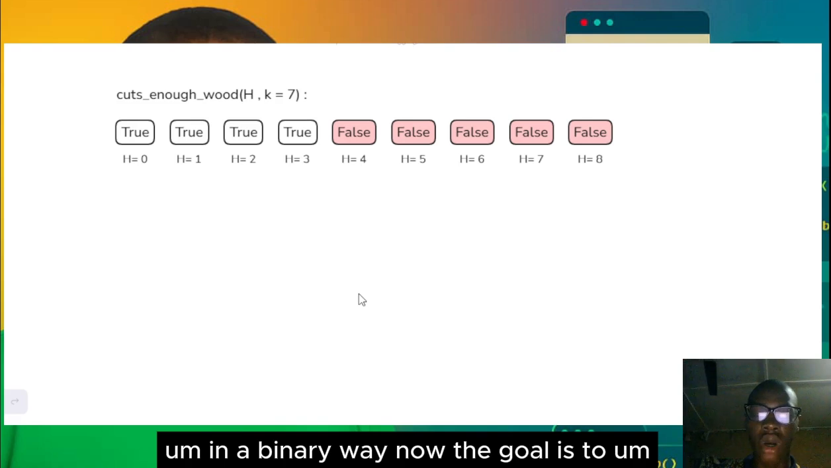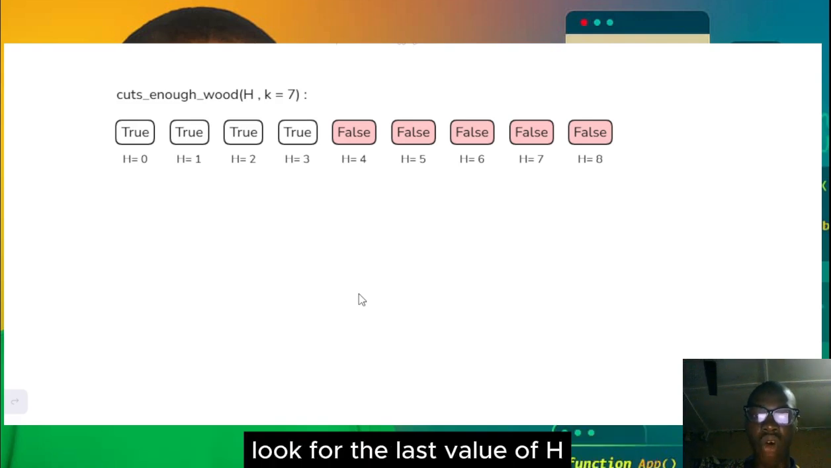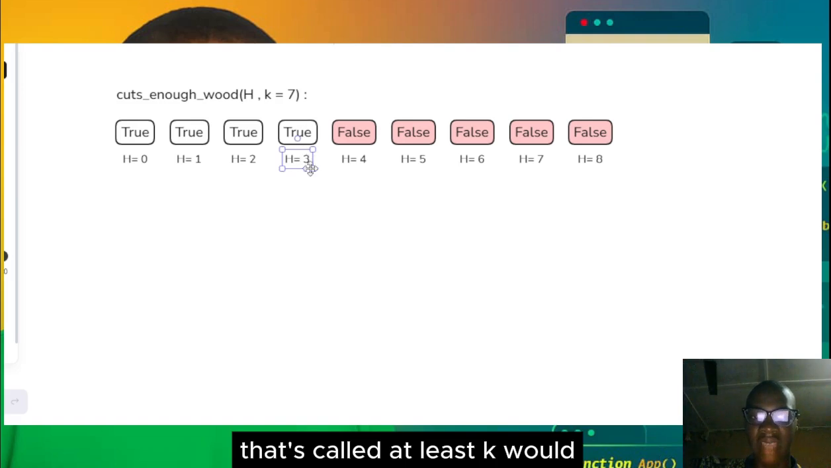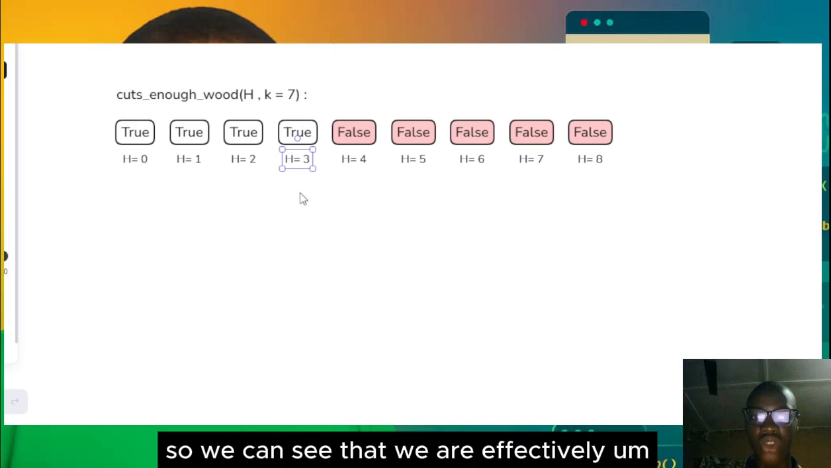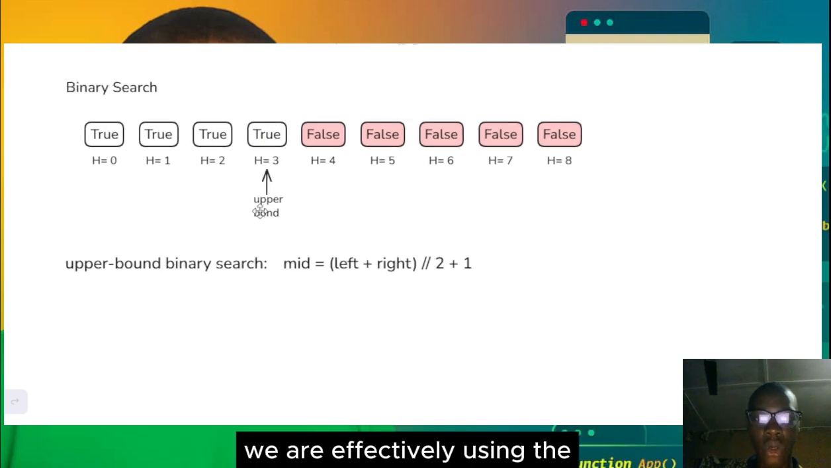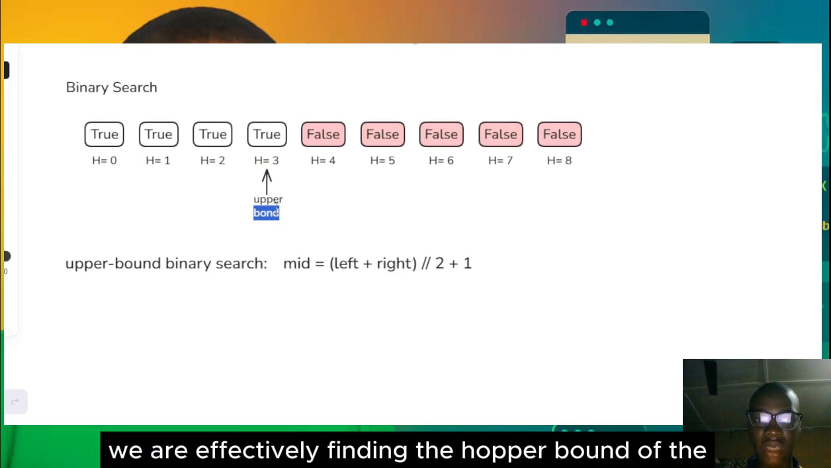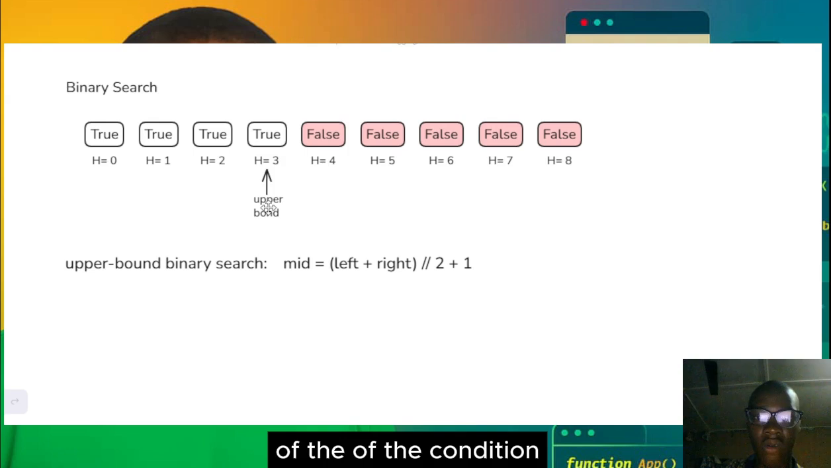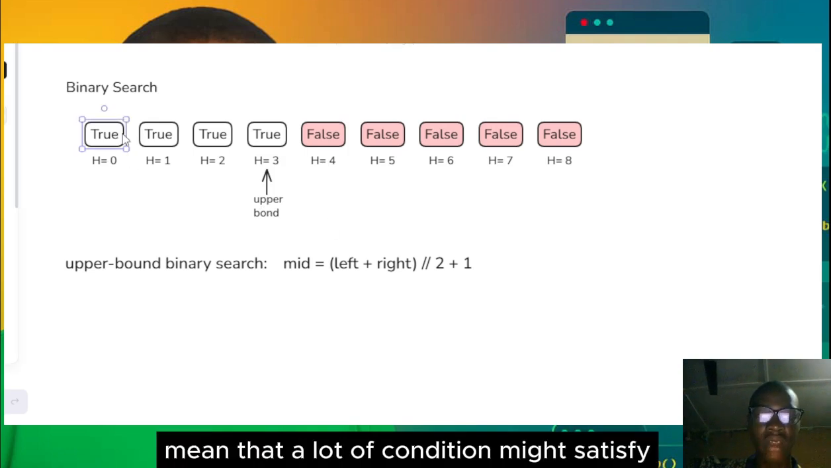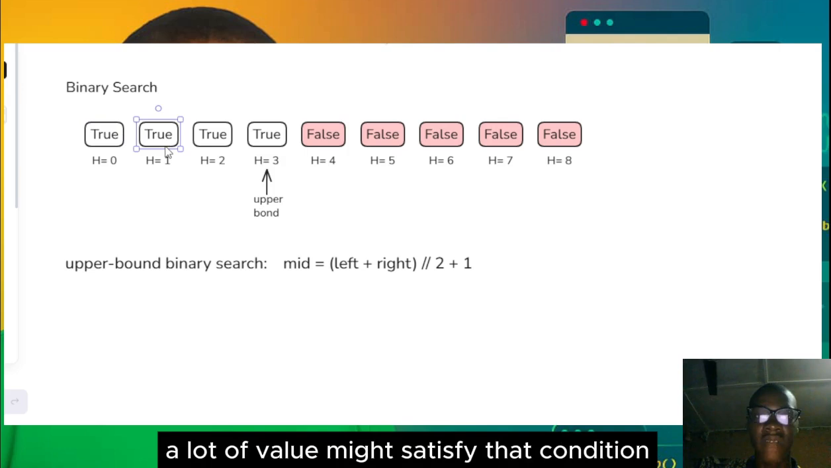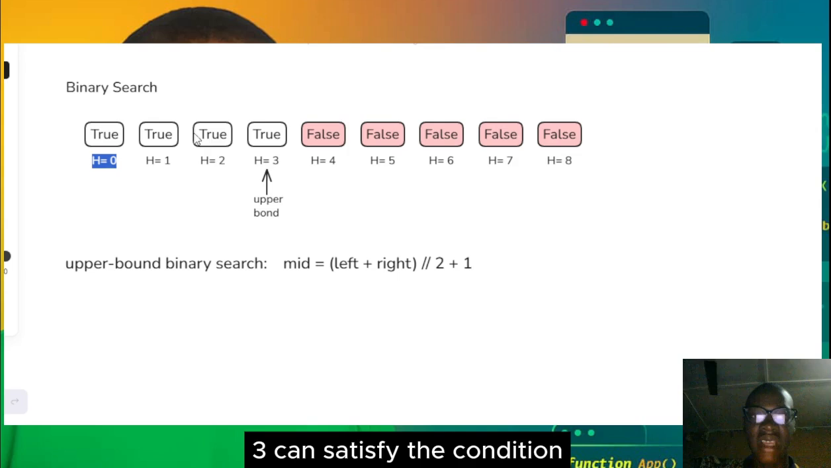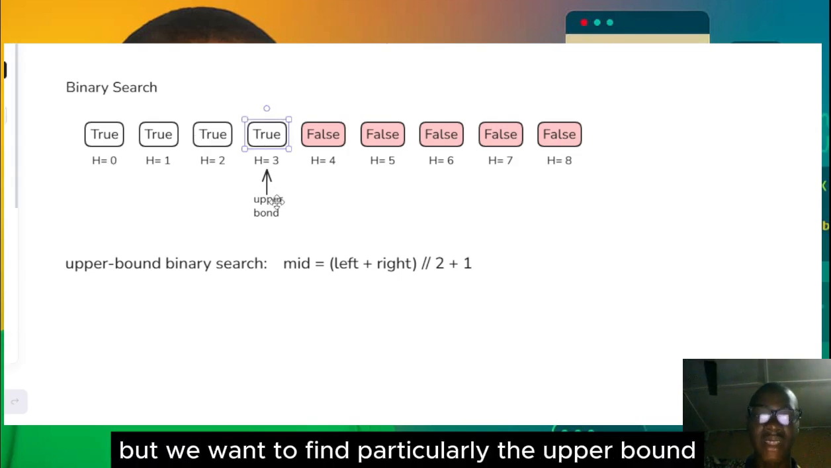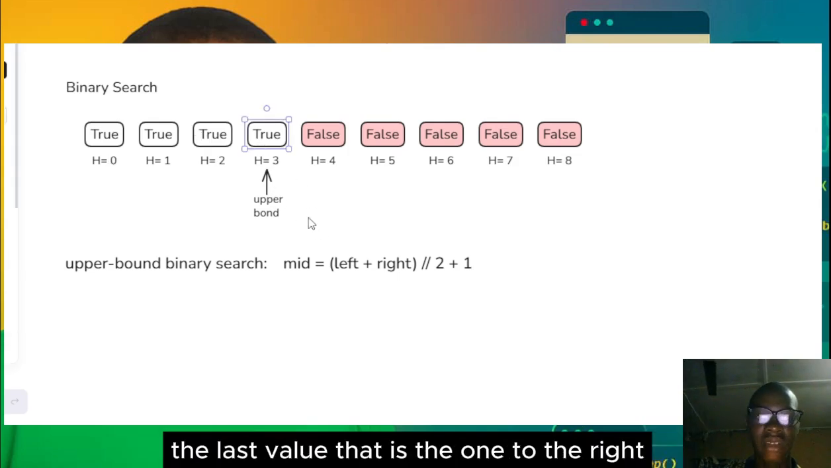Now the goal is to look for the last value of h that cuts at least k wood, that is the last value of h that satisfies that condition. So we can say that we are effectively finding the upper bound of the condition, meaning that a lot of values might satisfy that condition. A lot of settings of h, 0, 1, 2, 3, can satisfy the condition, but we want to find particularly the upper bound, the last value, that is the one to the right.